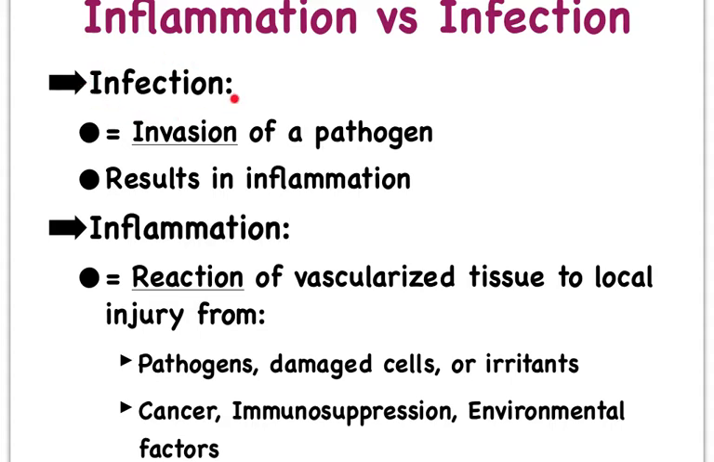So infection comes first. So infection refers to a pathogen getting into your body. That can result then in inflammation. So infection first, and then we see inflammation. Now, inflammation is really a response by vascular tissue to some kind of a local injury, which is not only going to occur by pathogens invading us, it could also be because of the presence of damaged cells or all kinds of irritating chemicals, immunosuppression, cancer. I mean, lots of things can trigger inflammation, as you'll see.